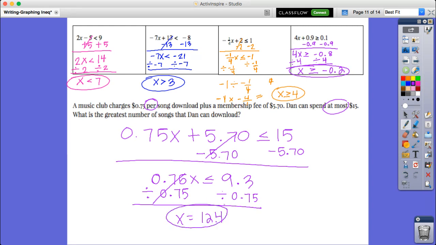Whoops, sorry, not an equal sign. Miss Drake is watching me while I do this and fixing me, so thanks, Miss Drake.